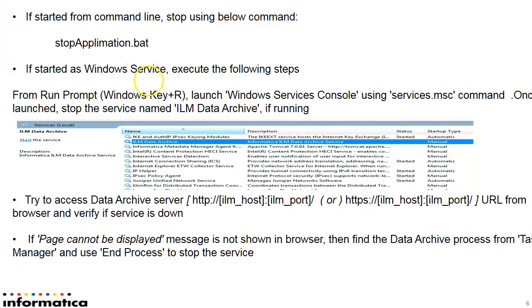If you start as a Windows service, you can go for Windows R and run the command service.msc. You can see the ILM data archive. If you want to stop the service, click on stop the service.